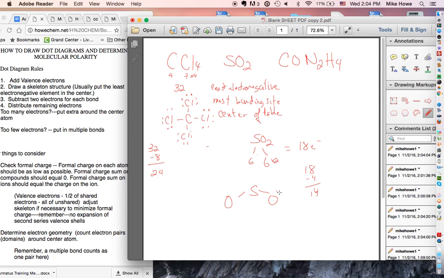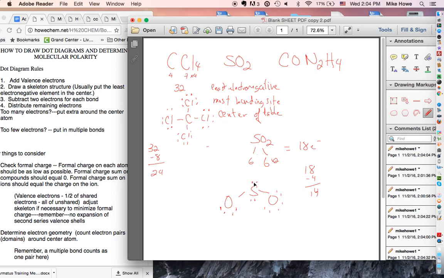Okay, so if I put them in, 1, 2, 3, 4, 5, 6, that makes 8 around this oxygen because of the 2 that were already there. There are 4 around the sulfur, so I put in 4 more. Now of the 14, I've used 2, 4, 6, 8, 10, 11, 12, 13, 14. So I have 2 electrons that I still need, but I don't have them.